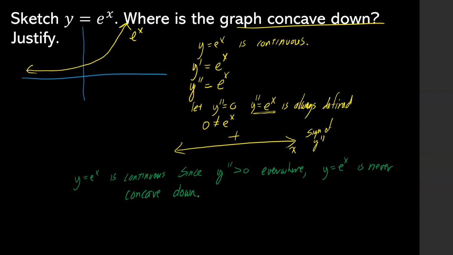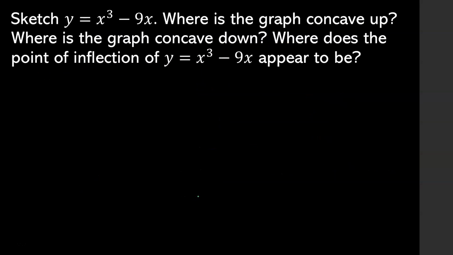All right, let's try to put all of that together. So what do you suppose x cubed minus 9x looks like? Well, maybe we can factor. So we can factor out an x, and you'd be left with x squared minus 9, so x minus 3 times x plus 3.